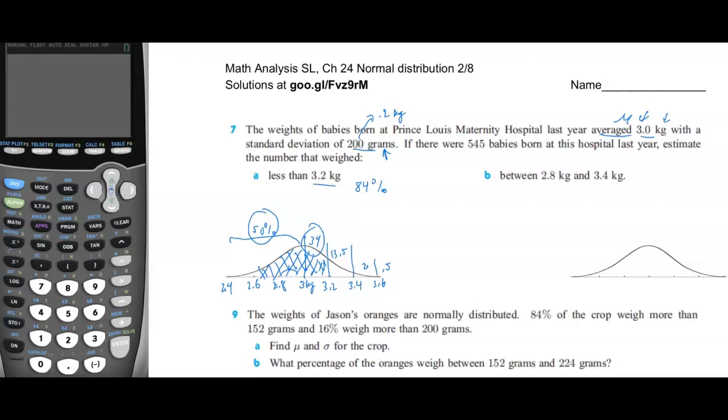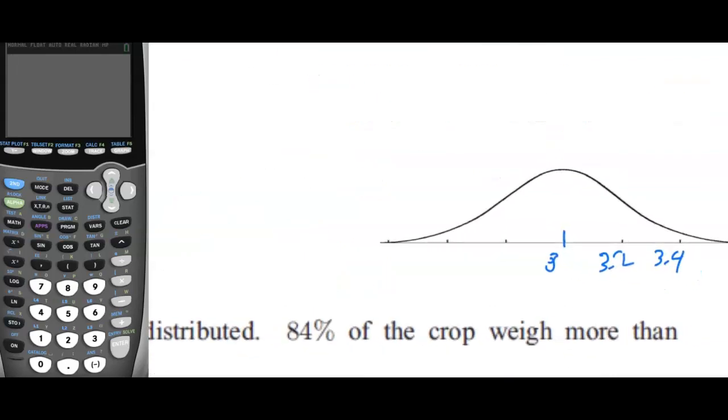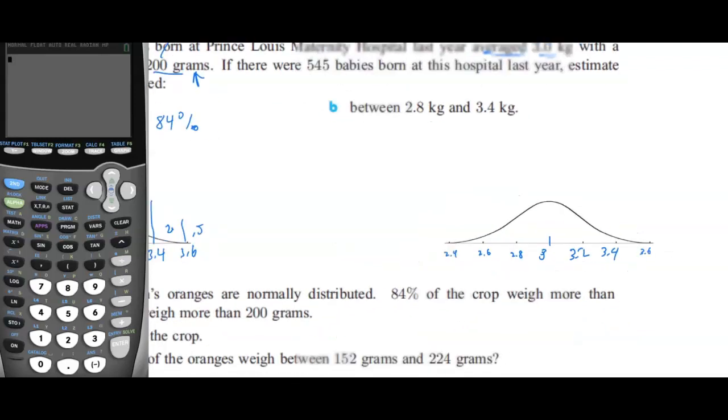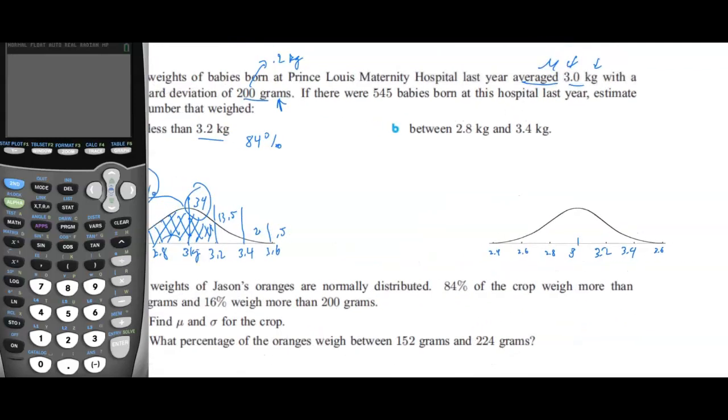We are going to do the exact same scale at the bottom: 3 kilograms, 3.2, 3.4, 2.8, 2.6, 2.4, 3.6. Okay, is that right? Yeah, 2.4 to 3.6. We are going to now find the probability that we're between 2.8 and 3.4.